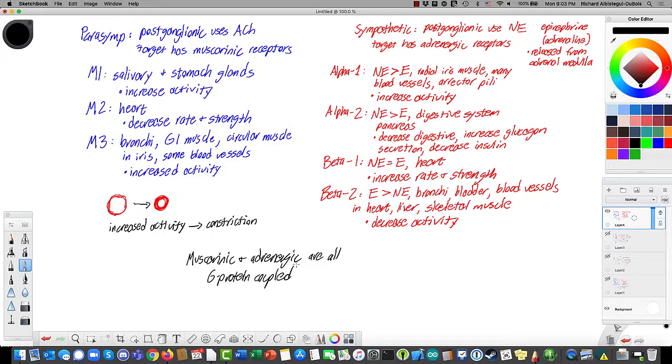Alrighty. I believe that covers everything I wanted to cover on the peripheral nervous system, which means we are actually done with the whole nervous system. So good job. Congratulations. And next thing we're going to do is move on to the muscular system. So I will see you when we get to that.